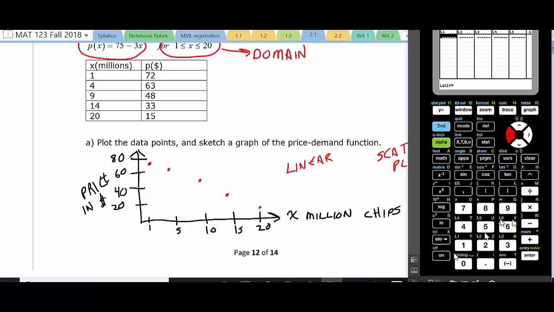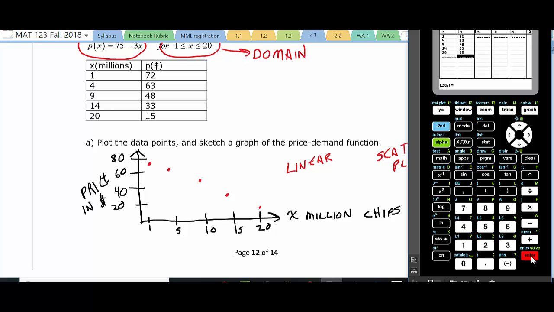Now, put your X's in, so that's 1, 4, 9, 14, and 20, like that. Then you can go over and put your prices in. So 72, 63, 48, 33, and 15. All right, so you want to get your data in like that.